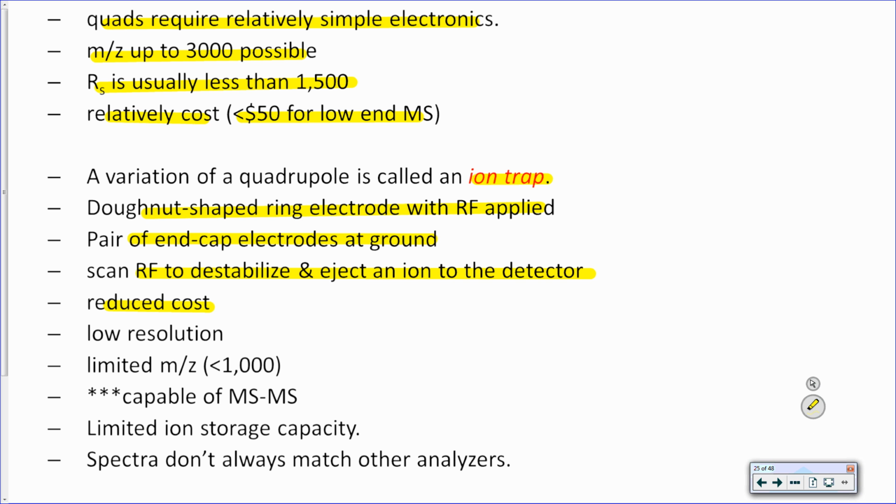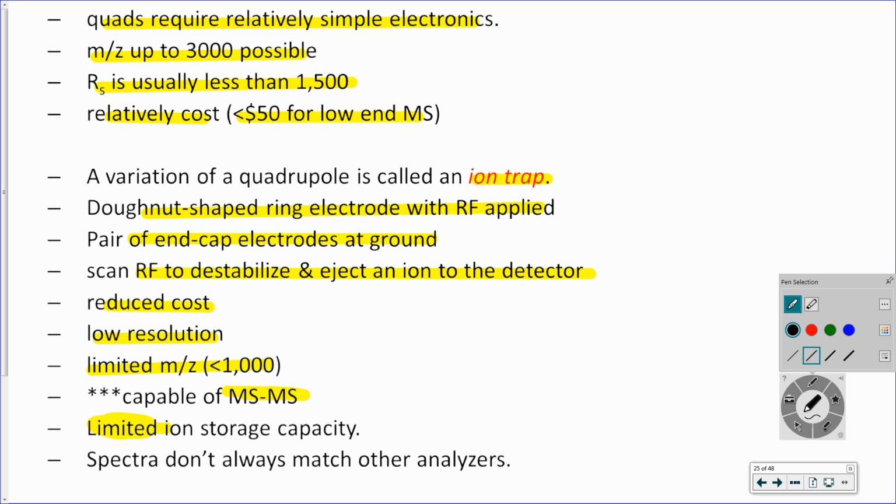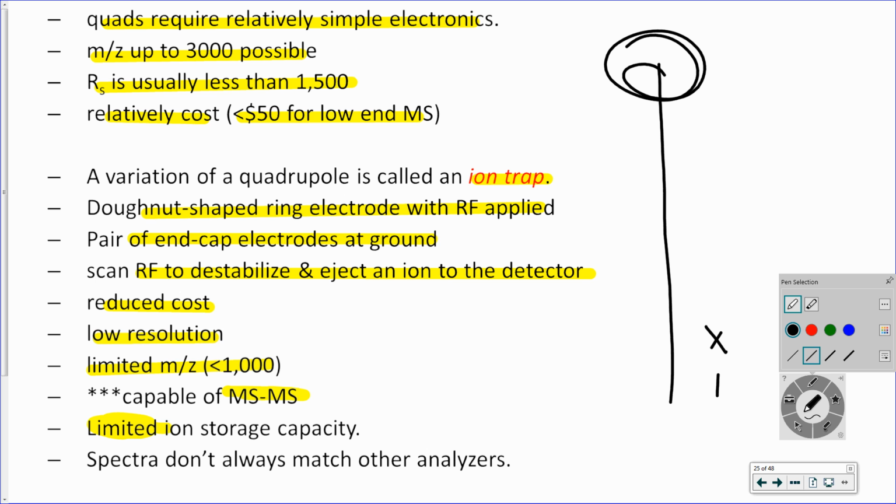The downside to them is that the resolutions are pretty low, typically a little less than a traditional quad. You can only go up to about 1,000 M/Z, but they can do MSMS. A downside to them is that you can only put so many ions inside that little chamber, and then it gets saturated or full. So if you have something that's very high abundant signal, right? So you have a huge signal, and then you have something that's small. This huge signal will fill the whole thing up. This one gets lost. So if you have samples that are widely differing in concentration, this is not the best technique.